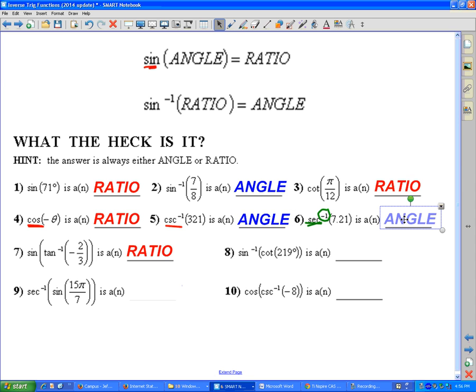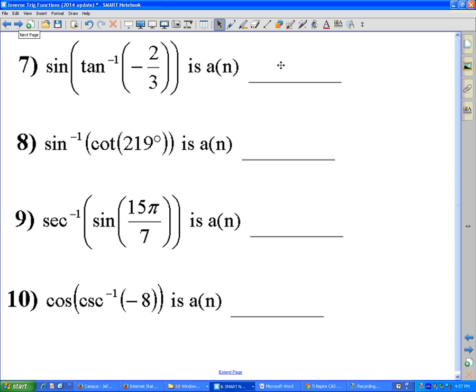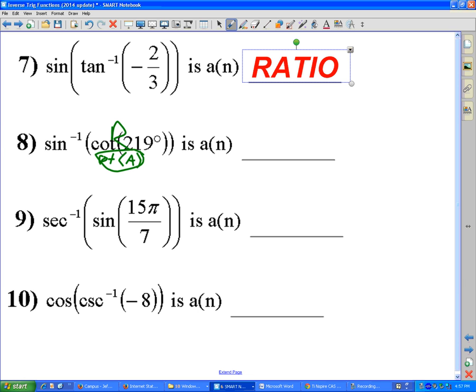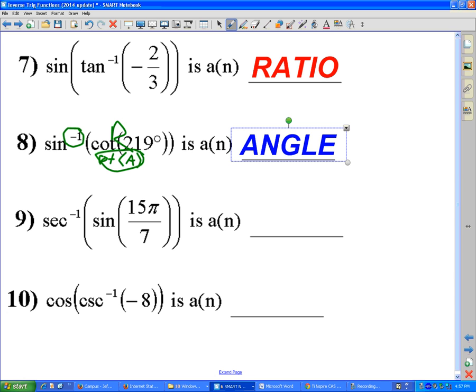What about the composite ones? Well, we already did number 7, and we figured out that number 7 was going to be a ratio. Number 8, well, cotangent of an angle is going to become a ratio, and the inverse sine of a ratio is going to be an angle. And you could have gotten that right off the bat, like we mentioned, by just noticing we had an inverse function out here. But it certainly is good exercise to start from the inside and work your way out.